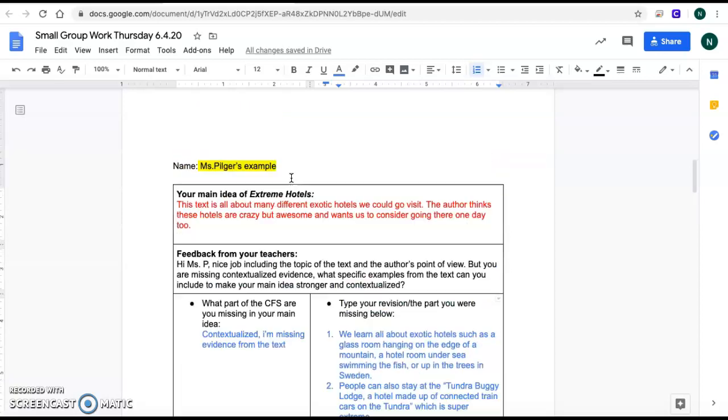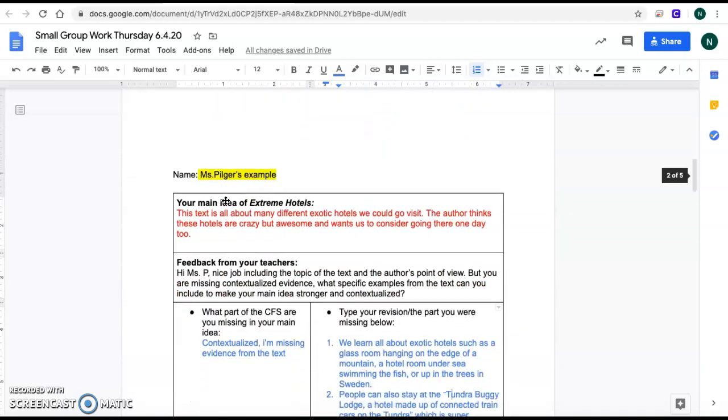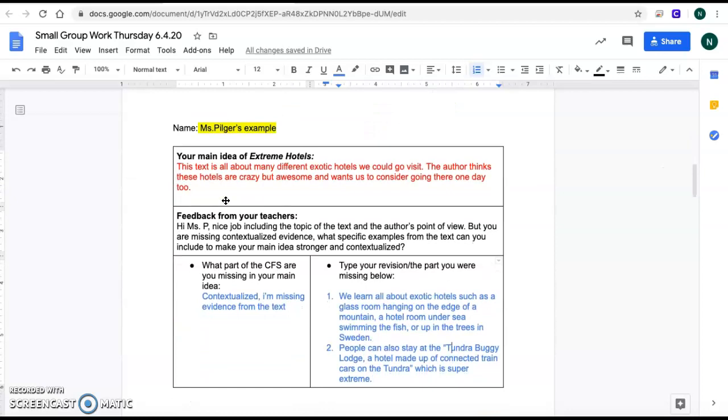So now my main idea is full. Going back to the CFS, it is accurate, it has contextualized evidence from the text, and the author's point of view, which is the deeper meaning. So now I've revised it to be as strong of a main idea as I can.